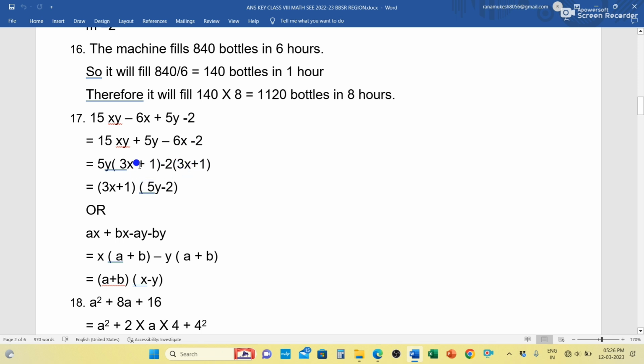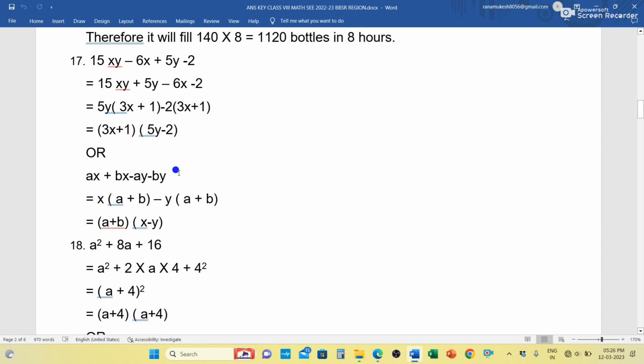Okay. Now 3x plus 1 you will take common from both these terms. So 3x plus 1 multiplied by 5y minus 2. This will be the factorization.